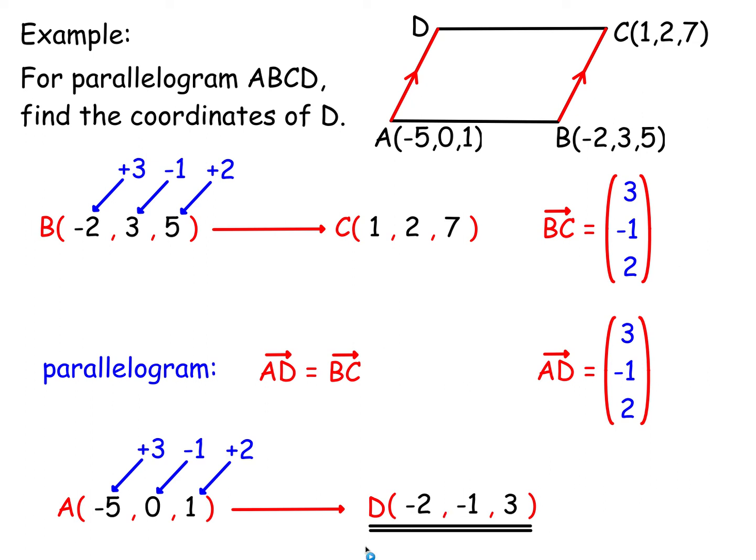Now you don't need all that working when you do it. You simply need to look at BC, get that vector, and apply it to the coordinates of A. BC takes you from B to C, and the same vector takes you from A to D. You have to be careful when you write vectors that you write them as a column, and that you don't write them as coordinates, like 3, comma, negative 1, comma, 2 in brackets. Don't mix up vectors with coordinates. When you write coordinates, don't write them vertically like a vector. Don't mix them up.